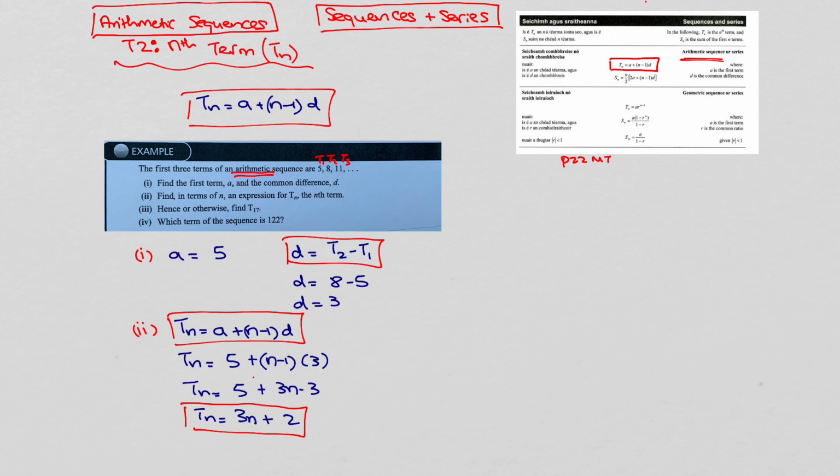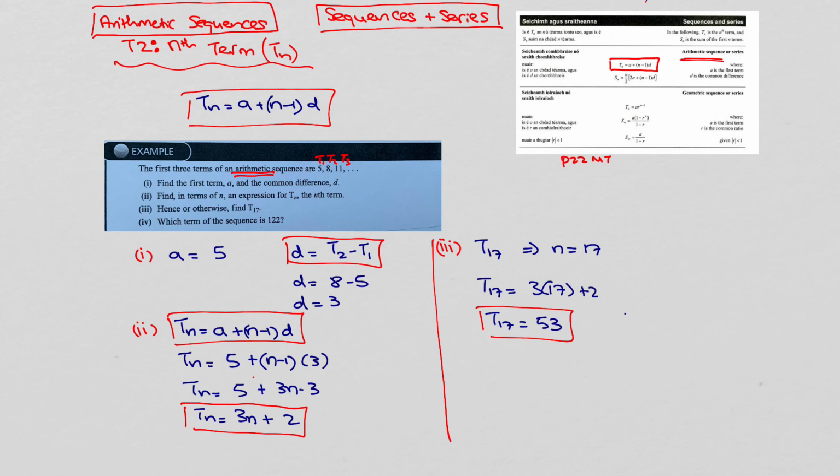So part 3 then says hence or otherwise find the 17th term. So T17. If we're looking for T17, that implies that we're letting n equal 17, which means then that I can put in 17 wherever there's an n. So we have 3 times 17 plus 2, which then gives us 53. So in other words, the 17th term is 53.